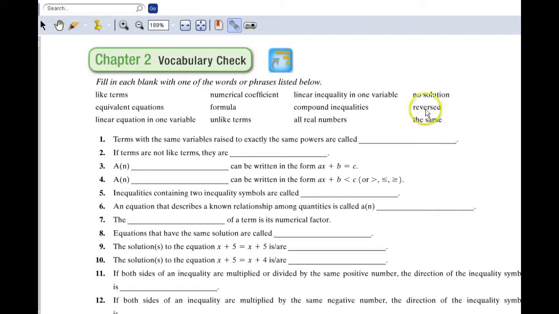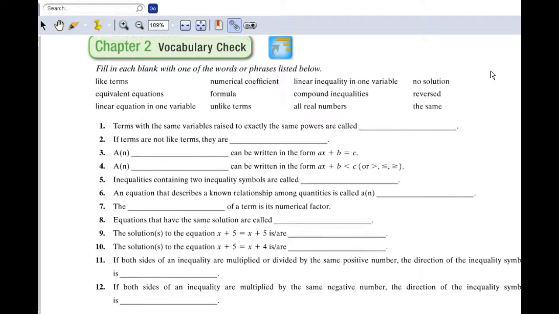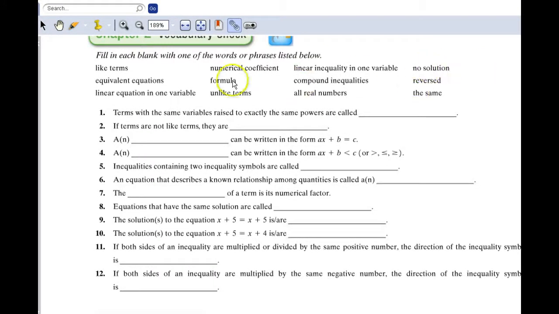The same. Now, as I read these over, I can see that I already have an idea what these are, and again, it's matching them up. So let's take a look. Terms with the same variable or variables raised to exactly the same powers are called like terms. And I think we should put a little line here to indicate that we use that. Okay. If terms are not like terms, they are, well, unlike terms.